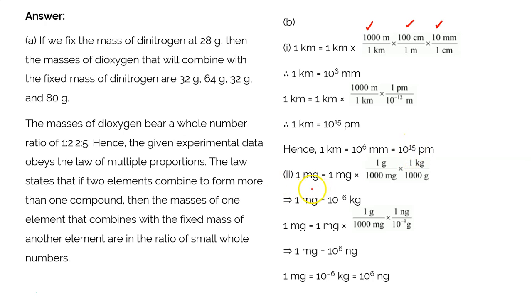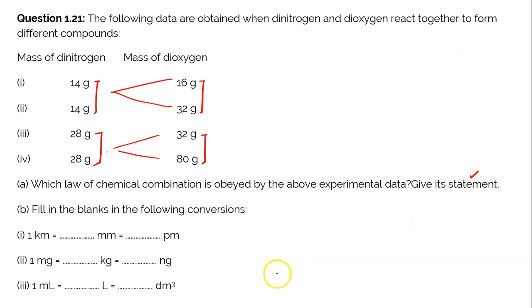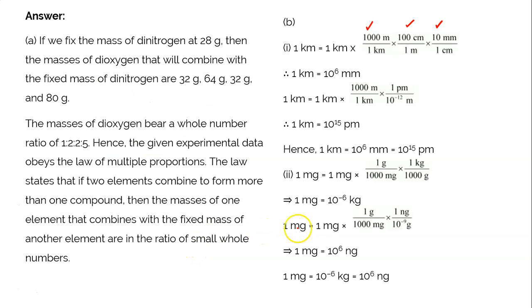In the second case, milligrams are to be converted into grams. Let's go back and check the question. Milligrams are first to be converted into kilograms, then into nanograms. So 1 milligram is equal to 10 to the power minus 6 kilograms. And similarly, 1 milligram is equal to 10 to the power plus 6 nanograms. Please note the difference, plus and minus.